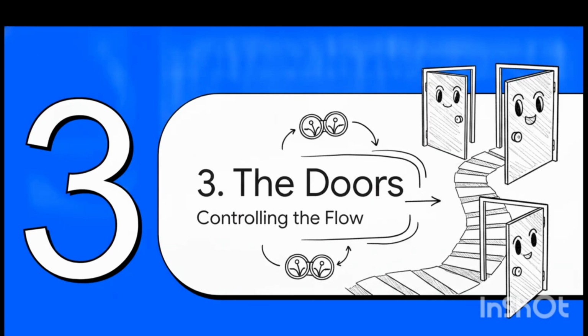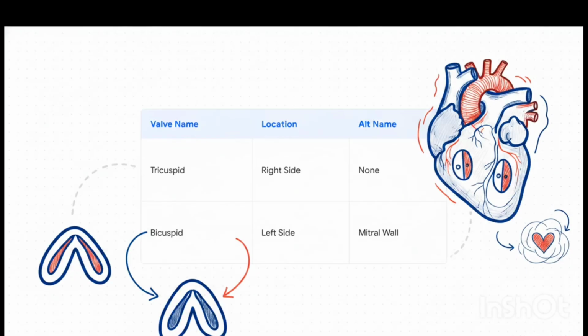Section 3. The doors, controlling the flow. Okay, so now that we've got our rooms and our walls, we need internal doors to move between them without losing control of the whole environment. And in the human heart, these doors are the valves. Let's start with the tricuspid valve. This is the door separating the right auricle from the right ventricle. It controls the flow on the right side of the house. Over on the left side, separating the left auricle and ventricle, we have the bicuspid valve.